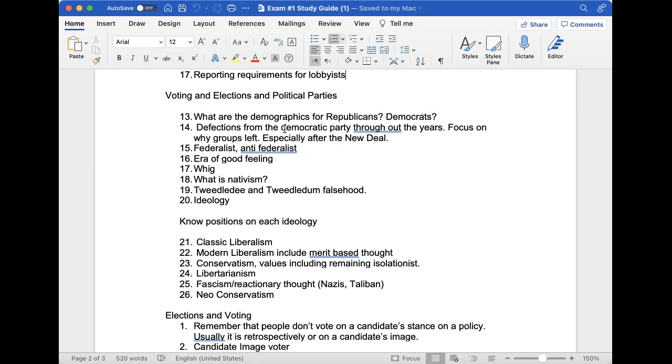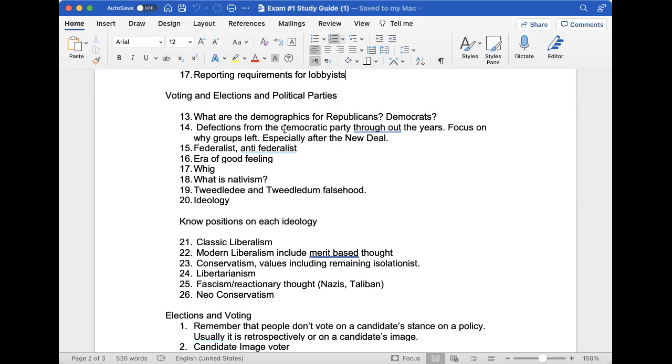So we've seen, traditionally throughout history, some type of nativist movements where a demographic or an ethnic group has been discriminated against. Know what the Tweedledee and Tweedledum falsehood is? Basically, a lot of people believe that all parties are the same, but in fact, they're very different. Know the positions on each of these ideologies.